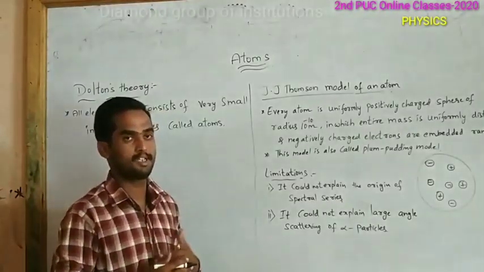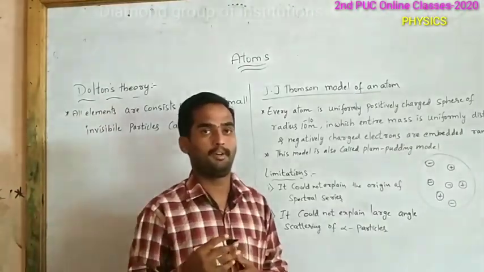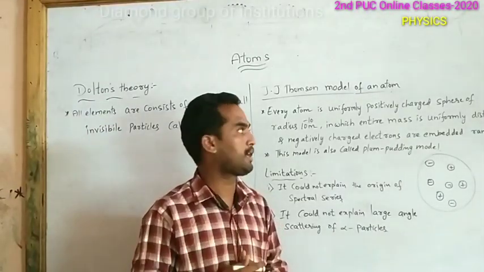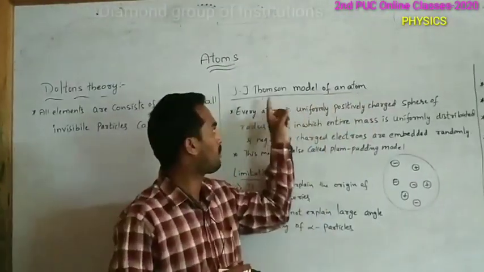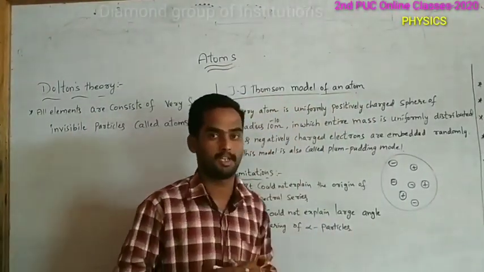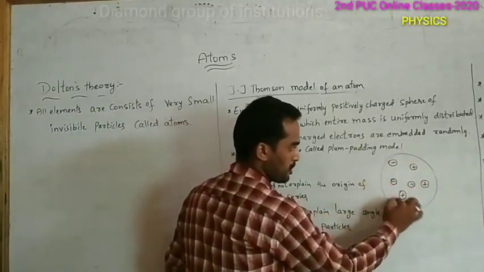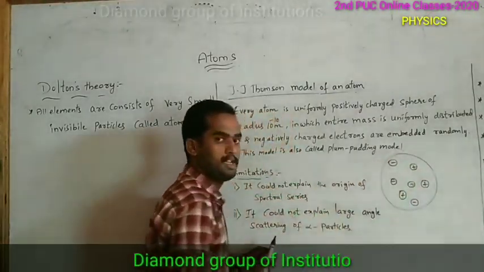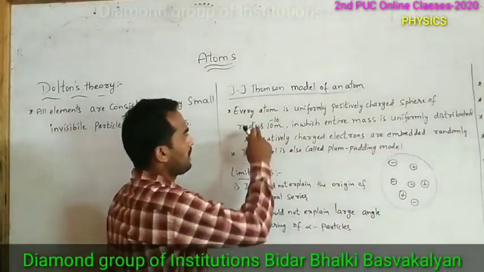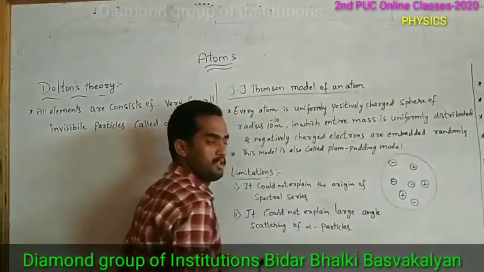Then afterwards, regarding the atom, the first structure of the atom was given by the scientist J.J. Thomson, the model of an atom. What is the name of the scientist? J.J. Thomson. So he said that in an atom, the positive charge as well as the negative charge are both distributed uniformly inside the atom. So every atom is uniformly positively charged.